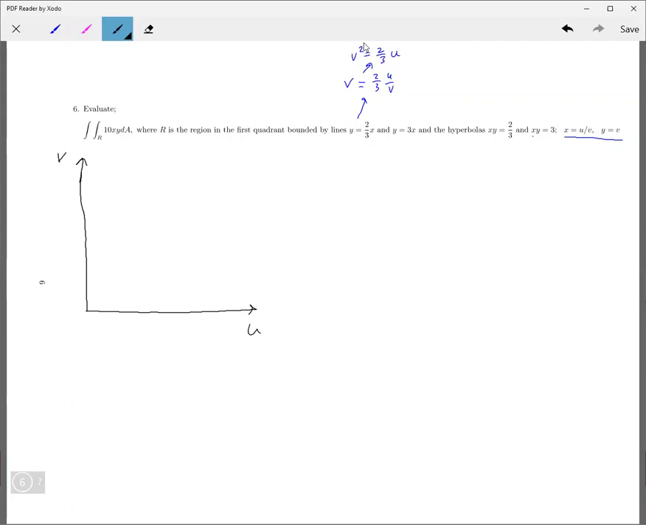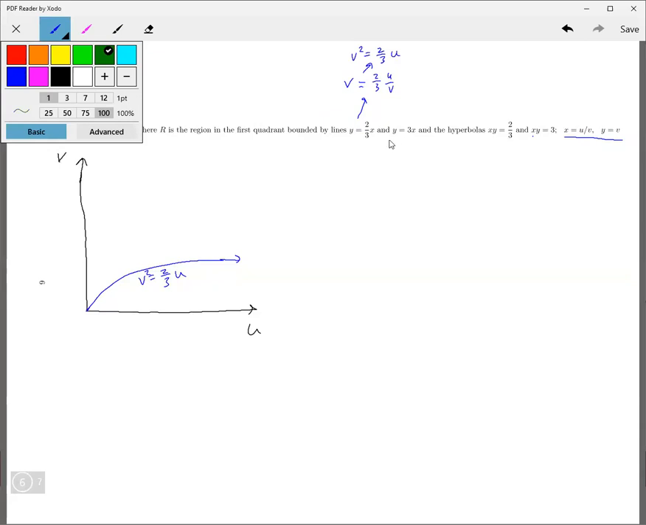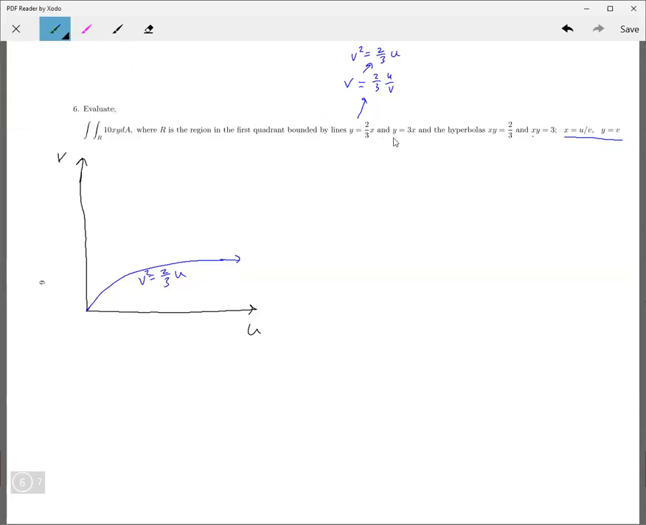Okay, so think of this as y squared equals 2/3 x. And that's going to be a parabola that opens up this way. Okay, so that's v squared is 2/3 u. That's that first one. Okay, so now let's use a different color, and we'll go for this one.